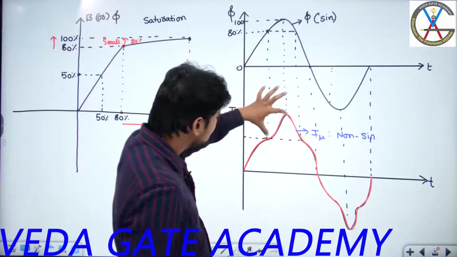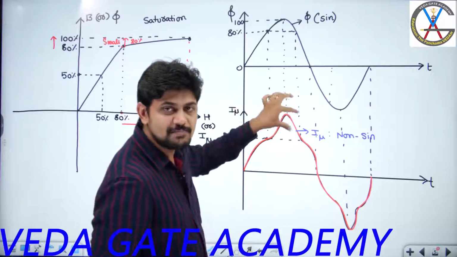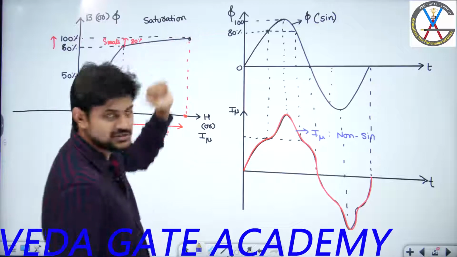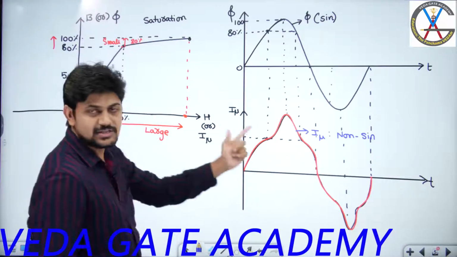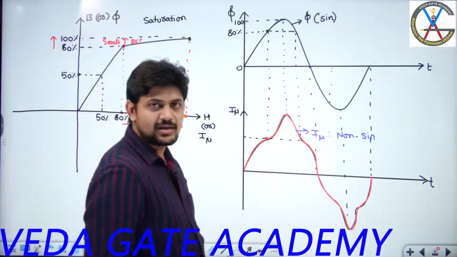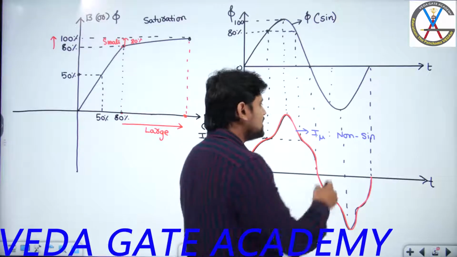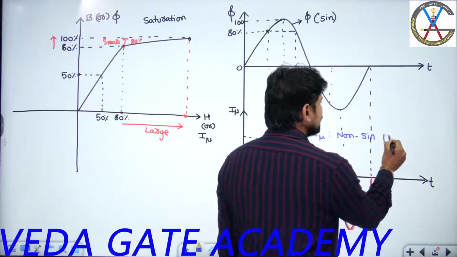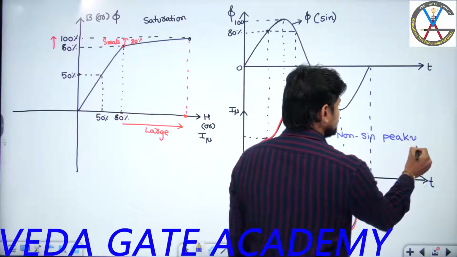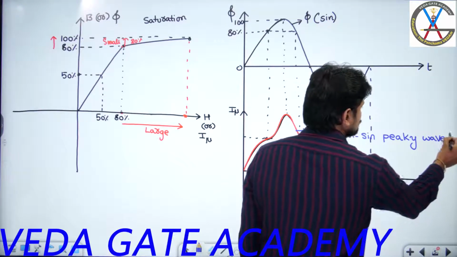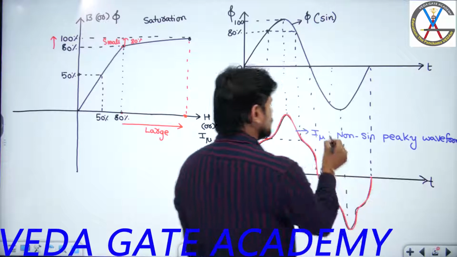And is it peaky in nature? If you see, there is peakiness happening. Why is this peakiness happening? Because of the magnetic saturation. Because of the magnetic saturation, you are finding peakiness in the I mu waveform. So it is a non-sinusoidal, peaky waveform you are going to get. This is another important point you have to remember.